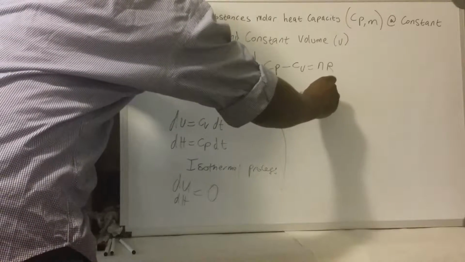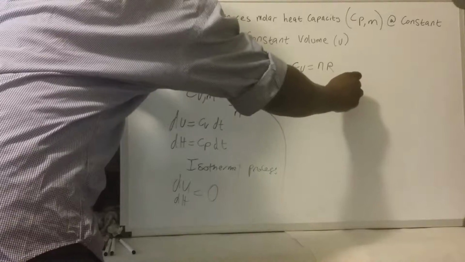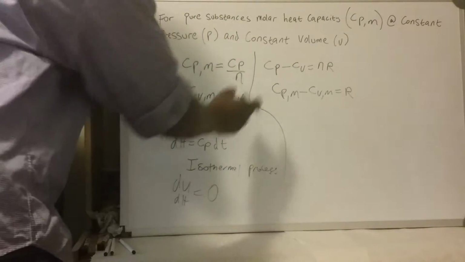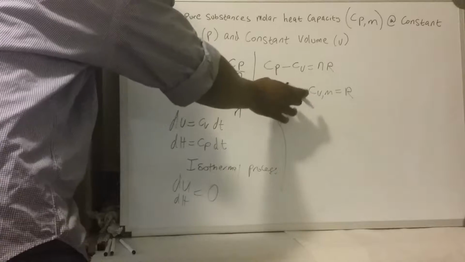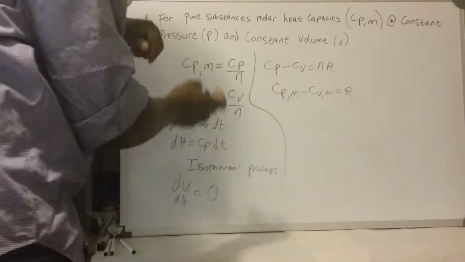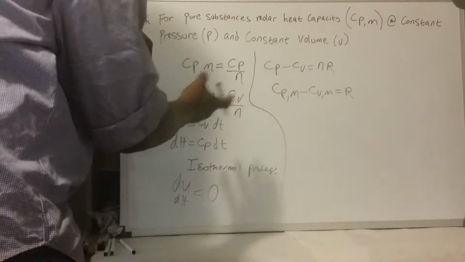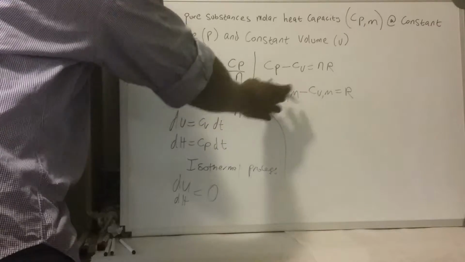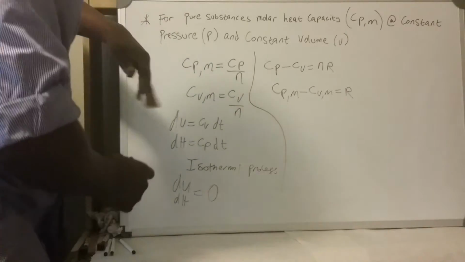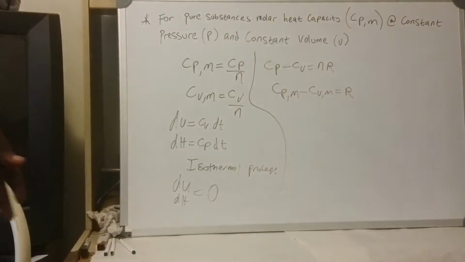CP minus CV equals R. Alright, this formula only applies for a perfect gas, that's a reversible isothermal process in a perfect gas. So you pretty much have to memorize this formula to understand how to calculate.